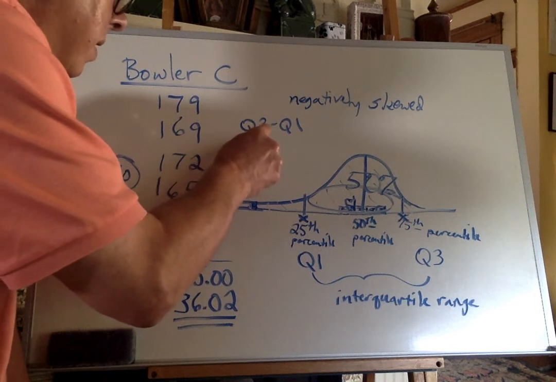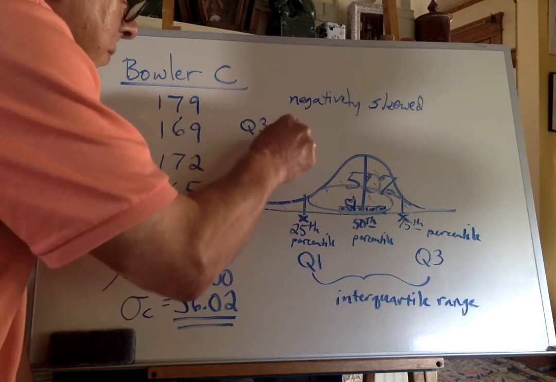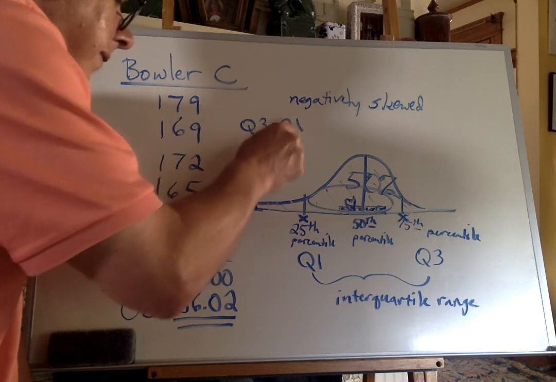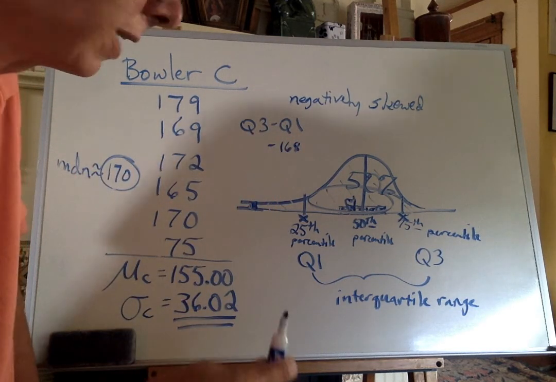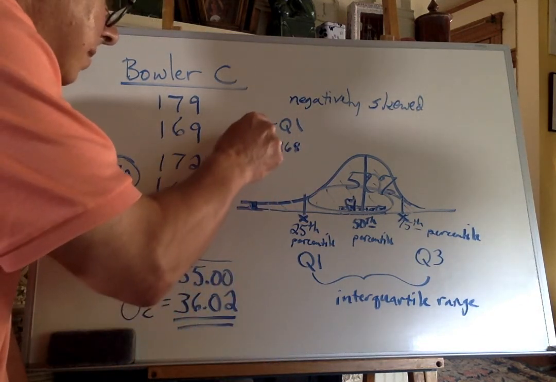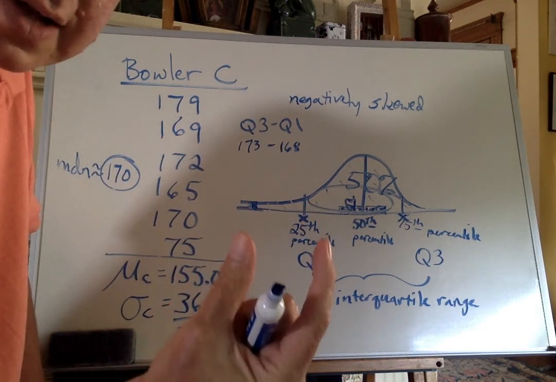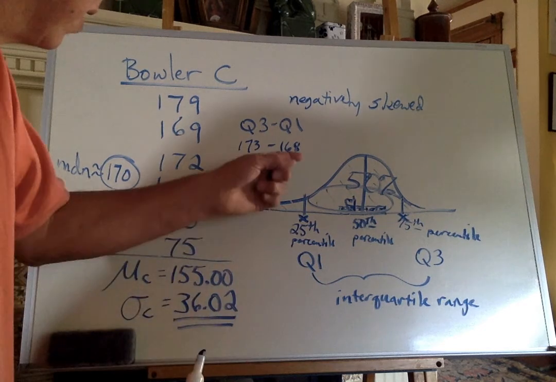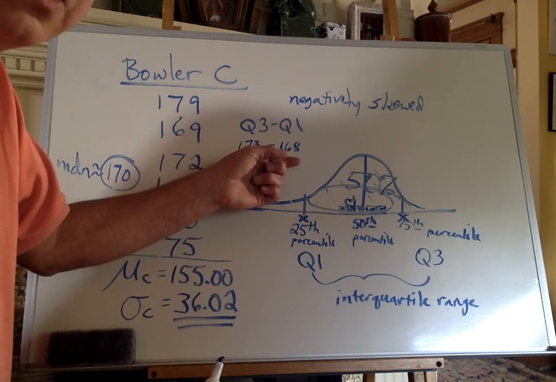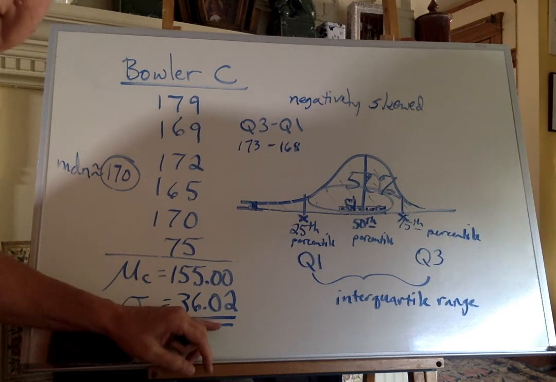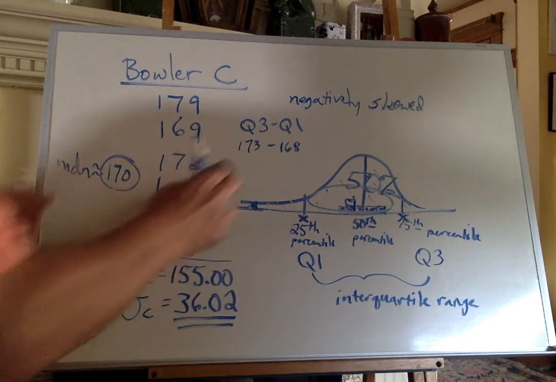What did I say before? Q1 is 168 or 169, something like that, okay? I'm not doing the actual calculations. Maybe 173, something like that. So the distance that the middle 50% cover is really small. 5 points in this case. It's not 36 points, right?